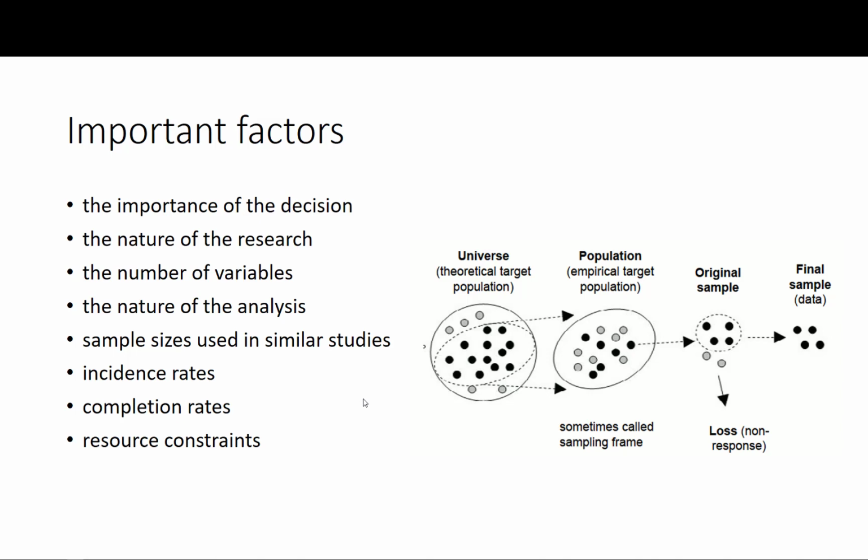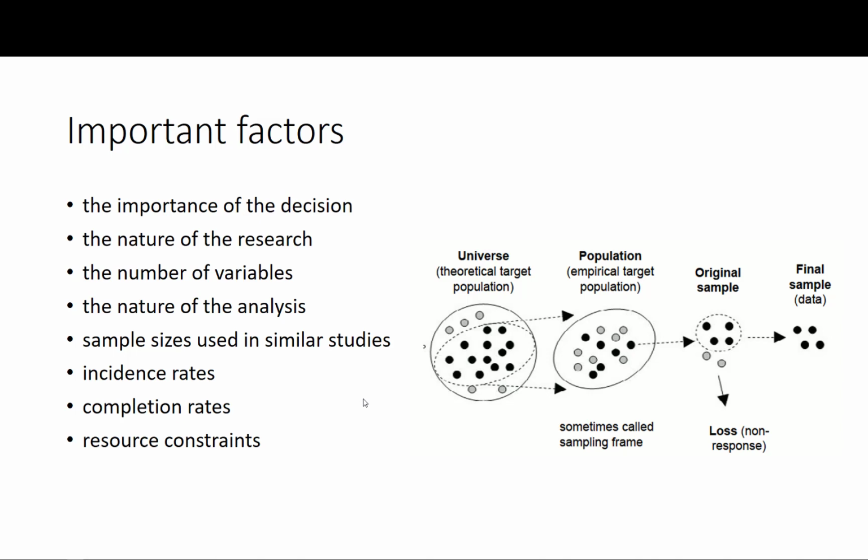The nature of the research itself. So for things like experiments, the sample sizes tend to be smaller, particularly if you are dealing with an experiment that requires people to be physically present. It's more difficult to get people into a particular location, so the nature of that type of research tends to result in a smaller sampling size.